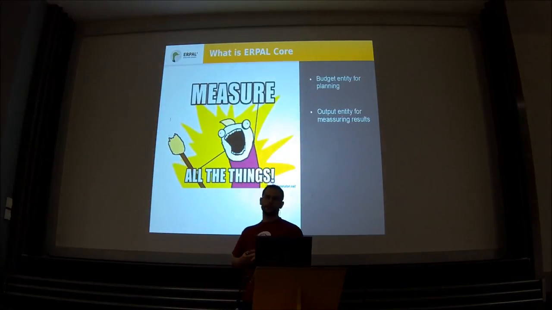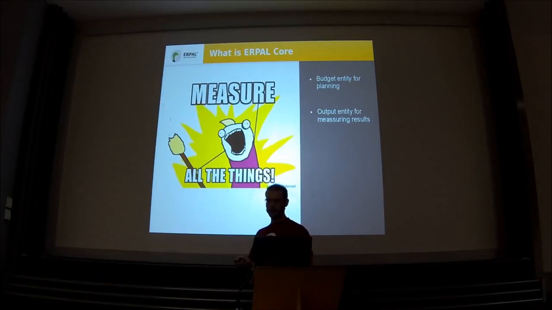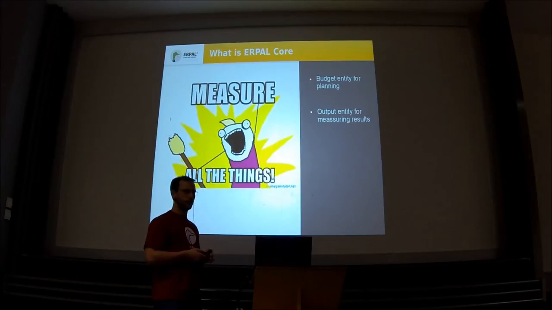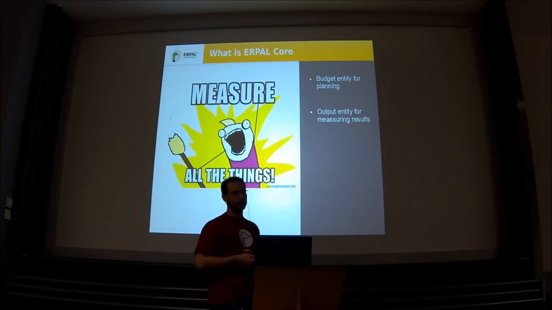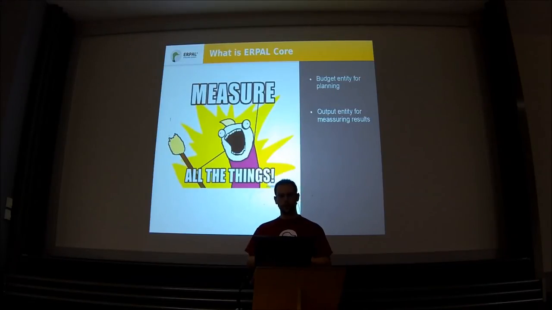And finally, besides this workflow that I was presenting, it is important that you can measure the data and the goals of your business, that you have a data set for the goals of your sales team, for example, that you have data for the goals of your projects. And this will be done in Erpal Core, where we provide three new entities. One entity will be for planning, and one entity will be for output. For example, for sales output, or for production output, or whatever kind of output you want to measure.